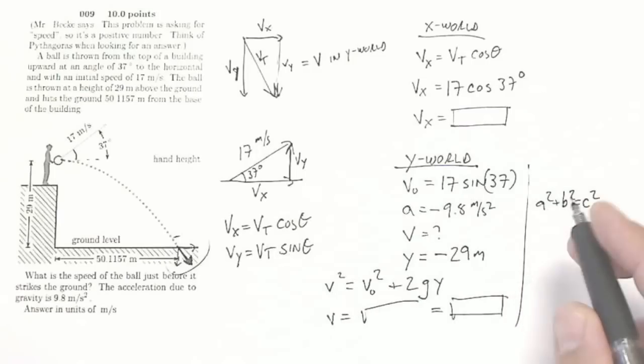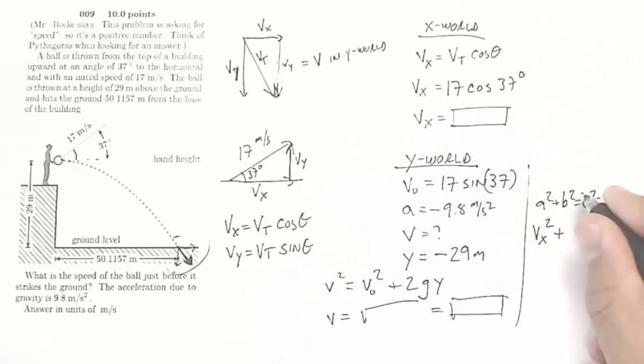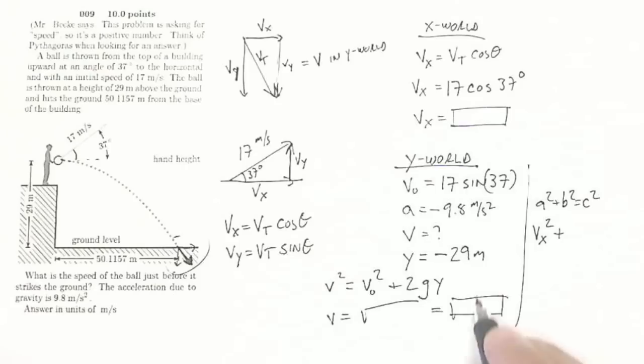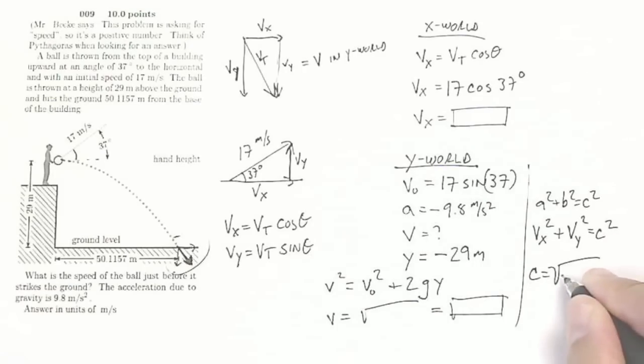So my a squared is going to be my velocity in the x direction, squared. My b squared is going to be this velocity in the y, well, you could go back to what you square rooted here, but this value is going to be my final velocity in the y direction, squared, equals c squared. And so c will be the square root of v of x squared plus v of y squared, and that will give me my answer for my final total velocity. So c is my total velocity.